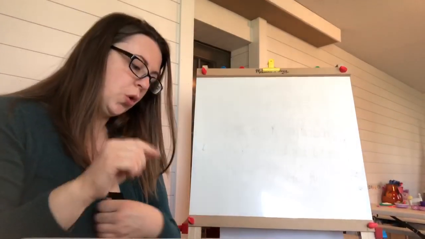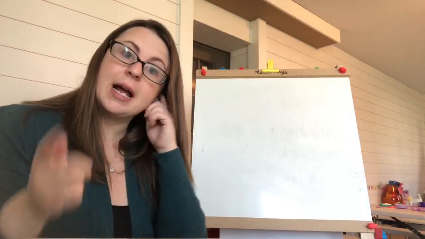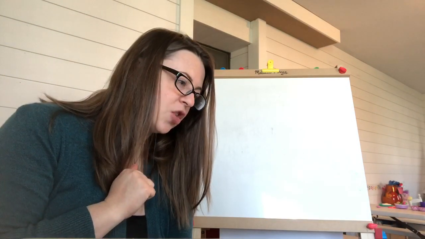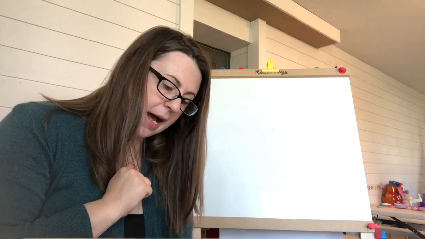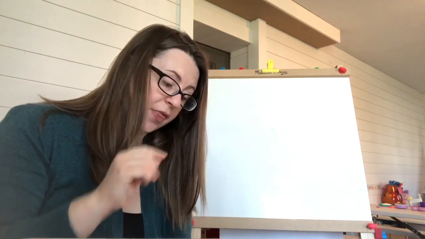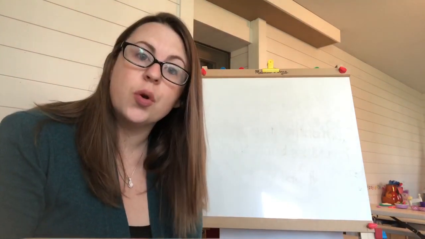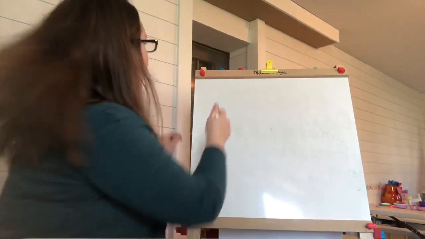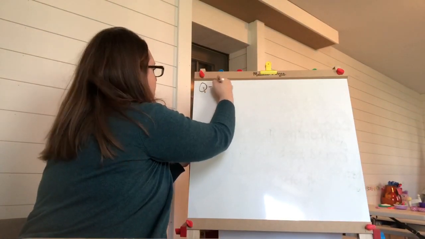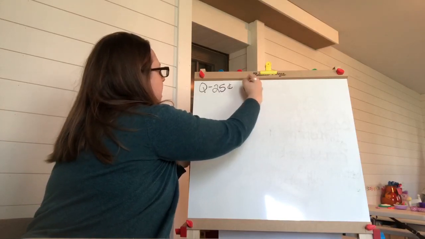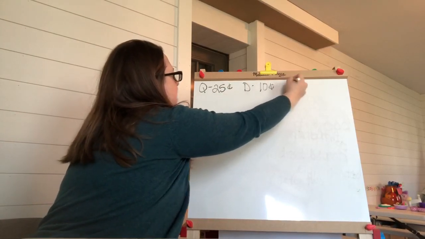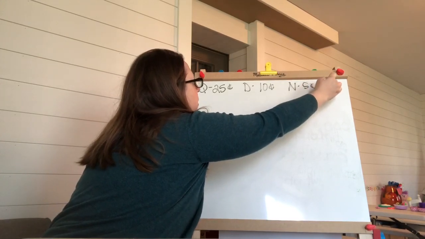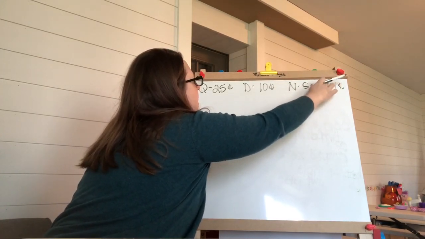Okay, so your quarter, dime, and nickel are going to come up in, I believe it is page 36. 31 and 36, you're both going to need to know the coins amount. So I will write this up here for you, just for you to have it. But a quarter, 25 cents, a dime, 10 cents, a nickel, 5 cents, and a penny, 1 cent.